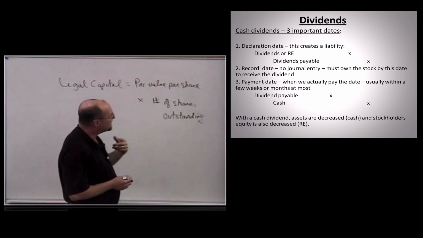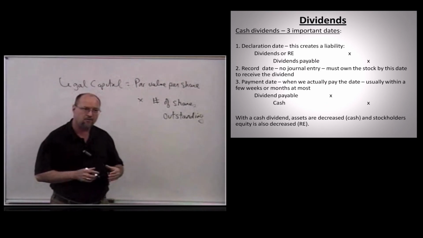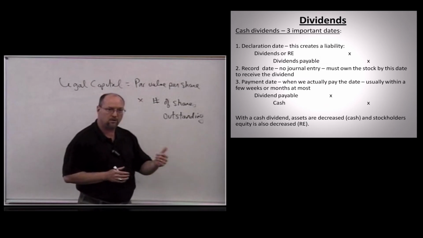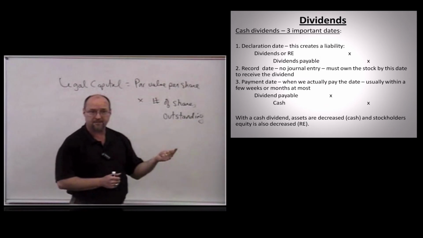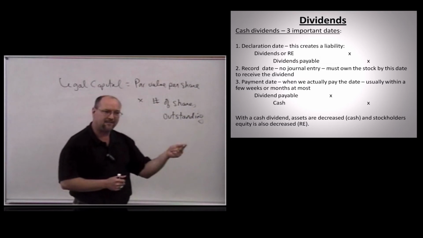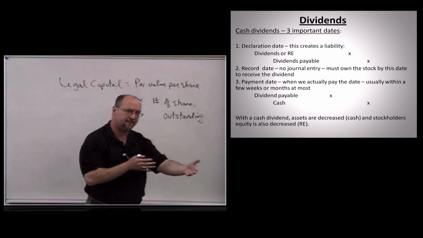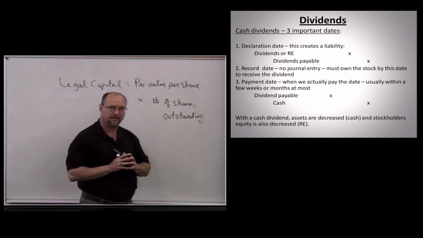First, we call it the declaration date, and this is when the board of directors announces that they're going to pay a dividend. In order for any company to pay a dividend, the board of directors has to authorize that dividend. You obviously have to have a sufficient amount of cash, and you have to have retained earnings. Remember, you can borrow money and have cash, but not have retained earnings. So dividends almost always come out of retained earnings.